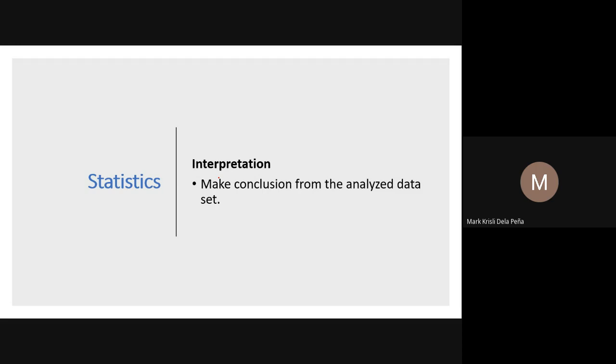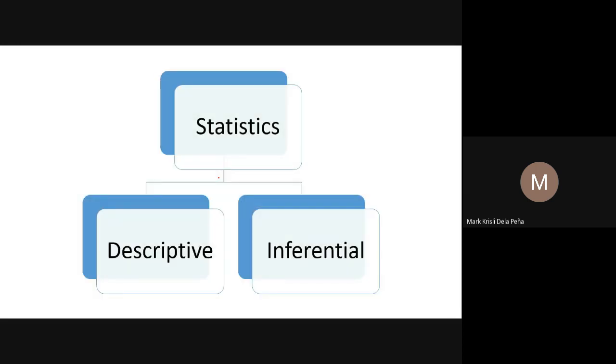So again, statistics is a science of data and of what we do with data. Now we have four major steps. We gather or collect, we present, we analyze, and we interpret the data. Statistics has two main branches, which are descriptive and inferential.